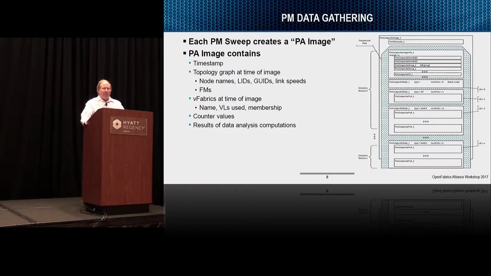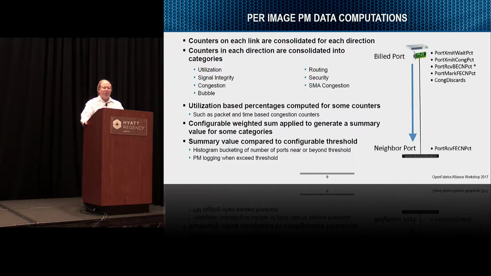We know the virtual fabrics at the time of the image. This is the configuration mechanism we use for security and quality of service. So we know the names of each virtual fabric, what virtual lanes it's using, who the members of it are, so we can have that information ready for analysis. We, of course, have gathered the counters and have all the counter values. And then I'll walk you through some of the calculations we do, but we've also computed and up-leveled the counters to more useful information that's more useful at the system administration level.